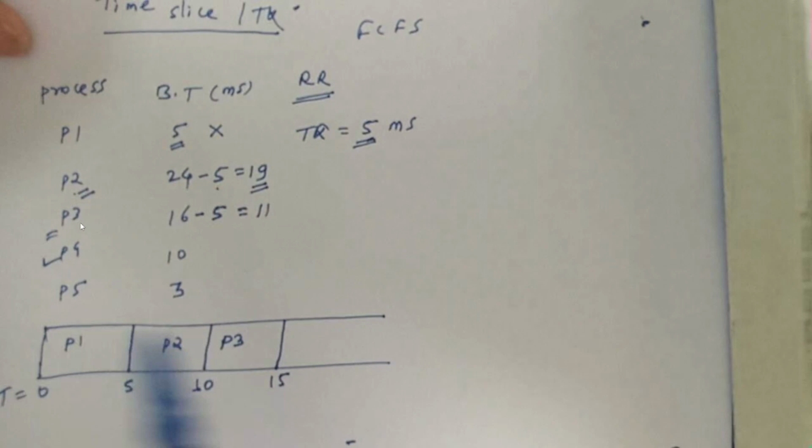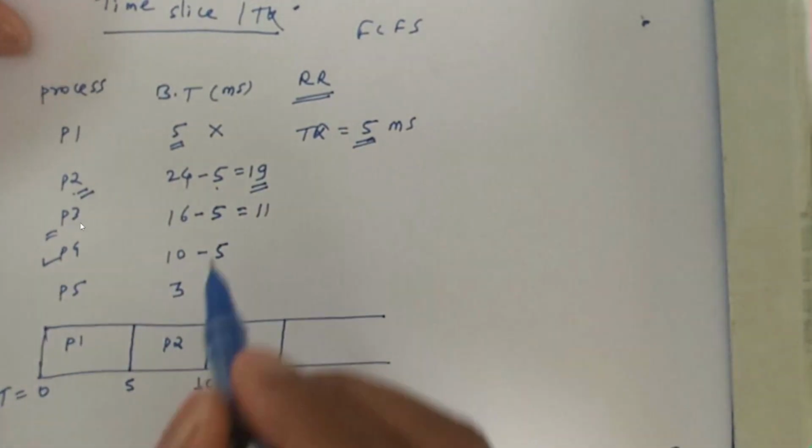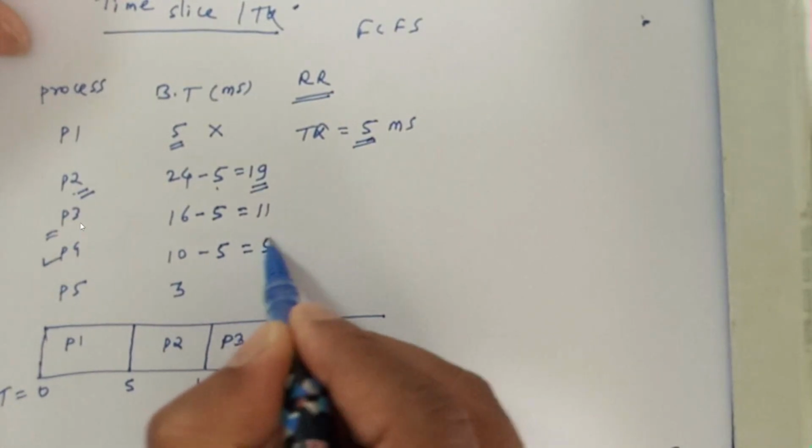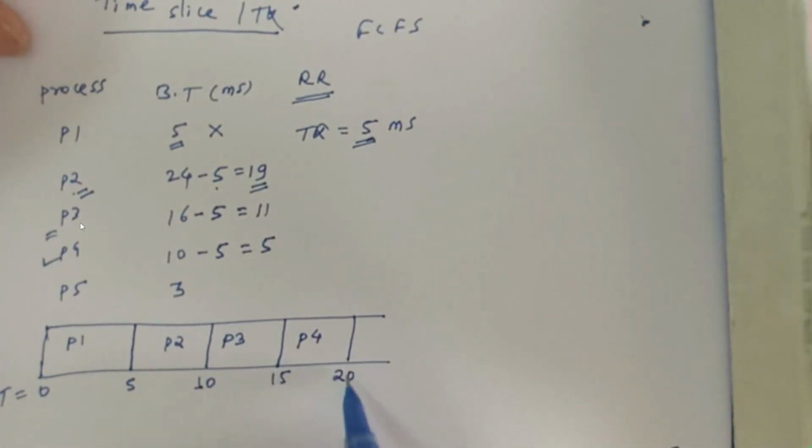Then next P4 will be scheduled. Its burst time is 10. It will again execute for one time slice. Its value is 5, so 10 minus 5, remaining time is 5. So P4 is executed for 5 units, so 15 plus 5 is 20.